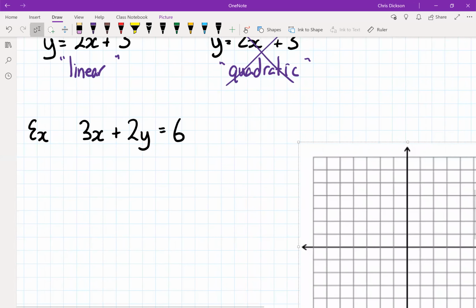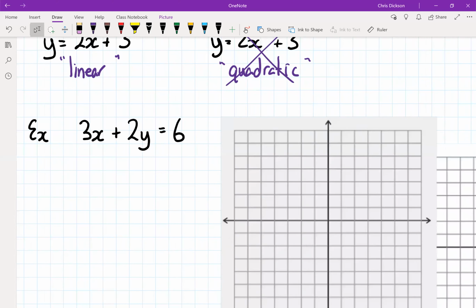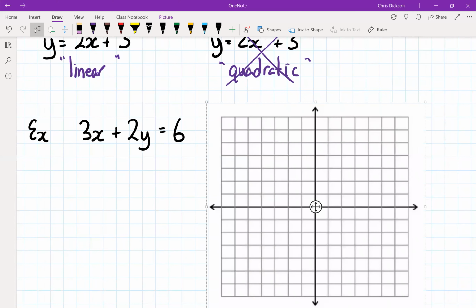So someone says to you, I want you to draw that picture. What shape would you get, first of all? Well, you actually would get a line. We know the power on the x is a 1 and the power on the y is a 1. The problem is that that question is not written in the way you're used to seeing it. It's not written in what we call the slope-intercept method.